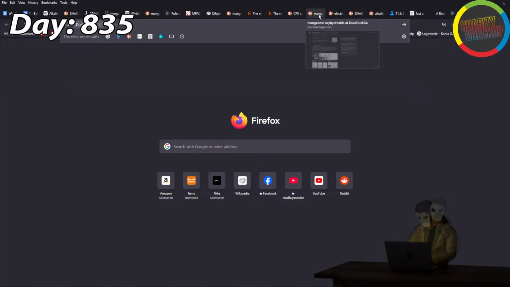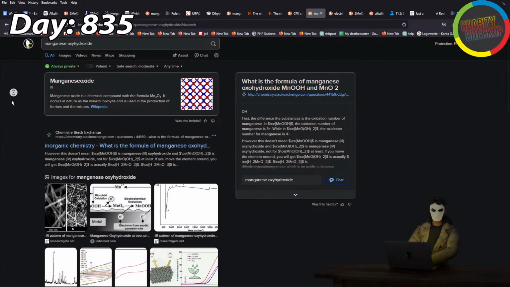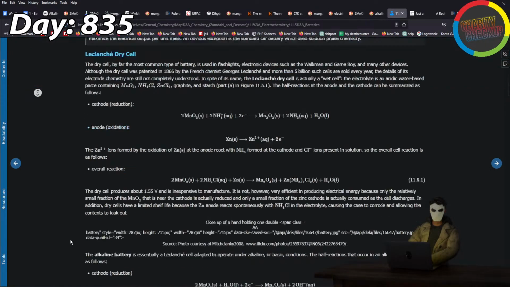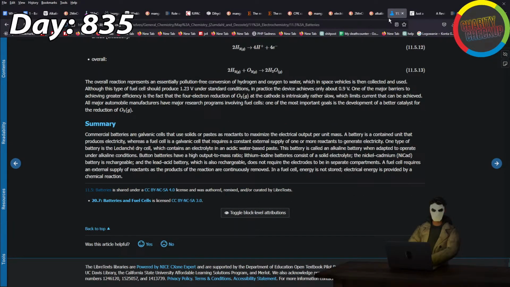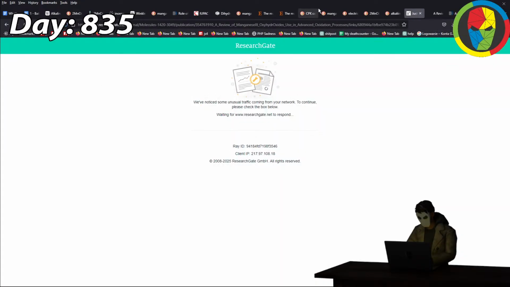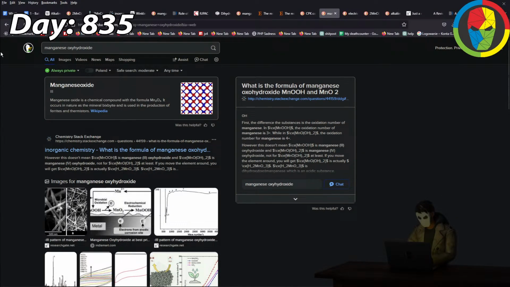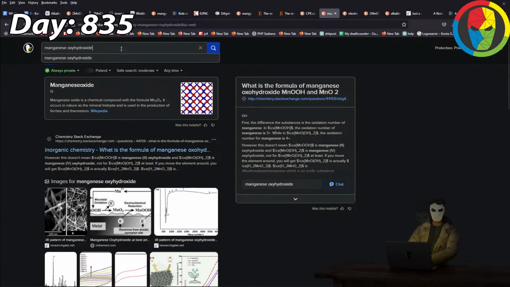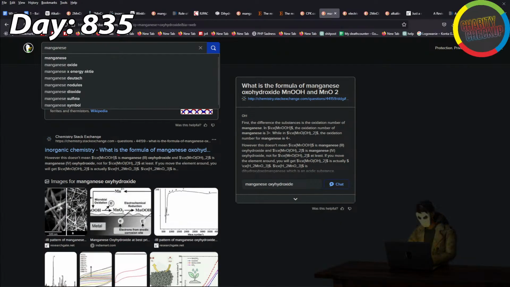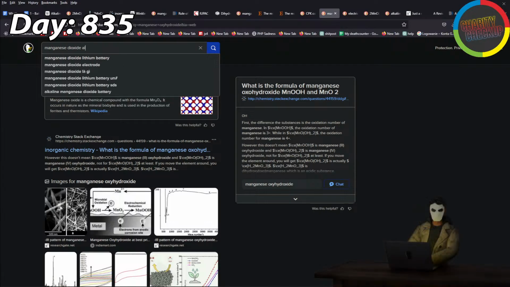I keep looking up the same thing. I don't need manganese oxyhydroxide. The textbooks should have references. They would if this one even mentioned manganese dioxide, which it does not. But, fair point, manganese dioxide, alkaline battery, LibreText.